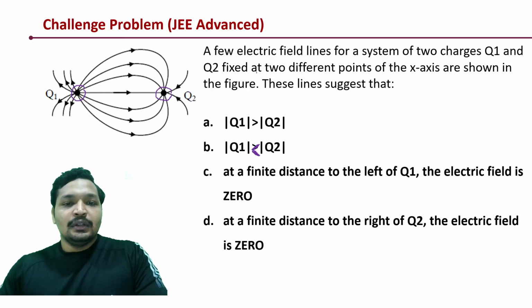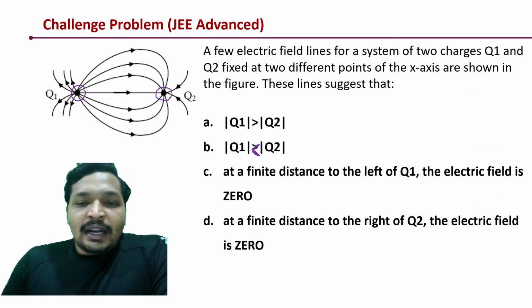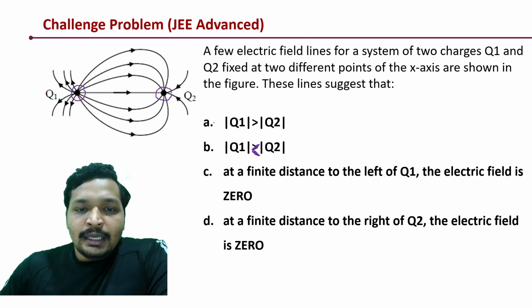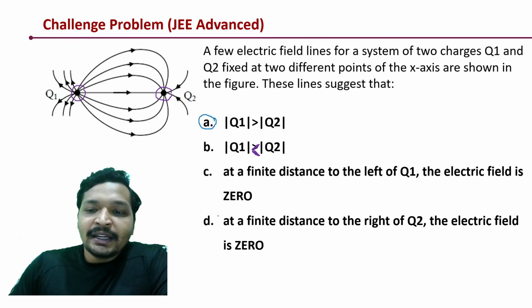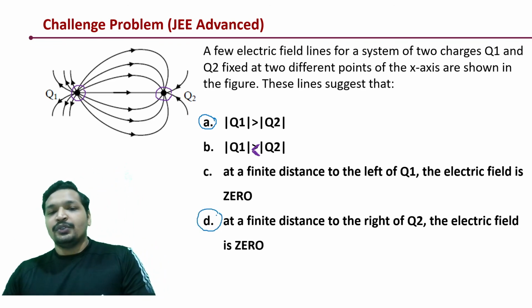So our answers would be A, it's a multiple correct choice, and at a finite distance to the right of q2, there we would be having it.